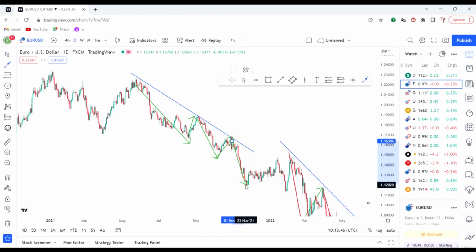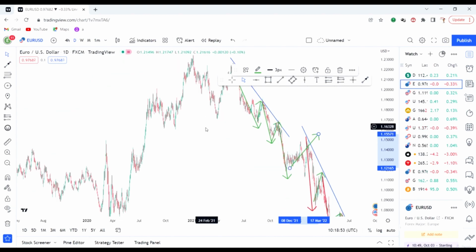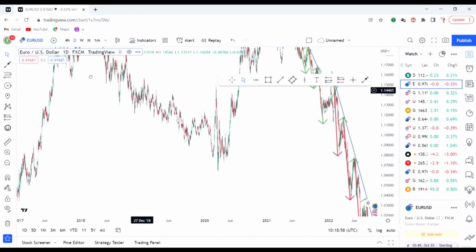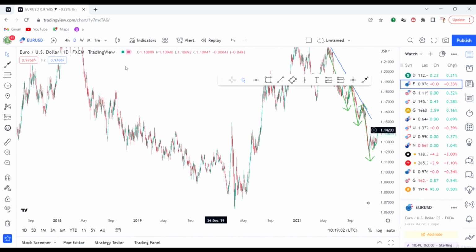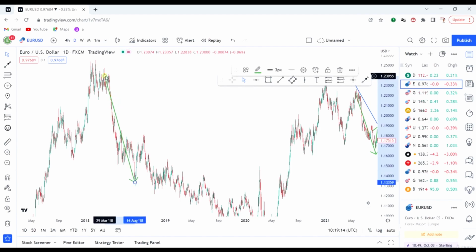Now we spoke about breaking structure the other time. And let me just look for an example of where structure got broken and the trend changed. Let's say we are following this, and let's say we have this as the impulse leg, and then this as a corrective leg.